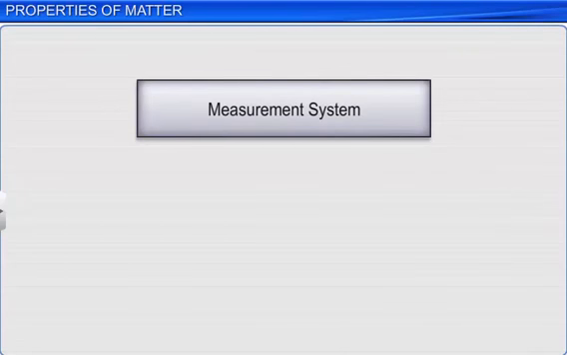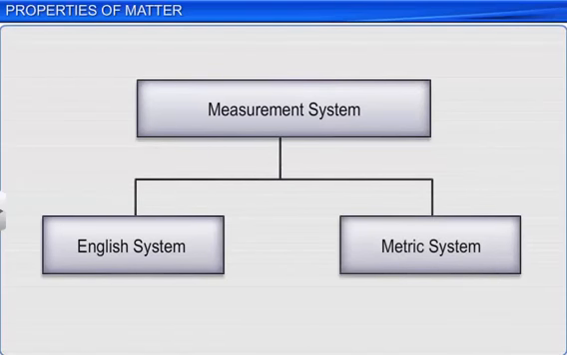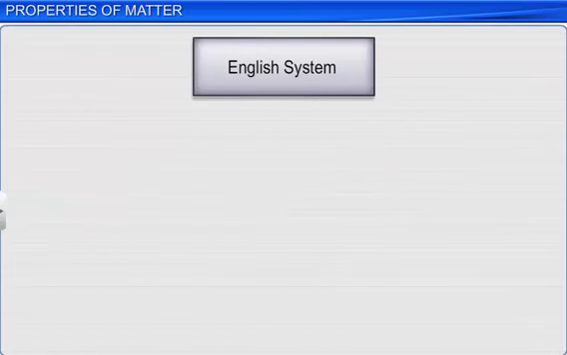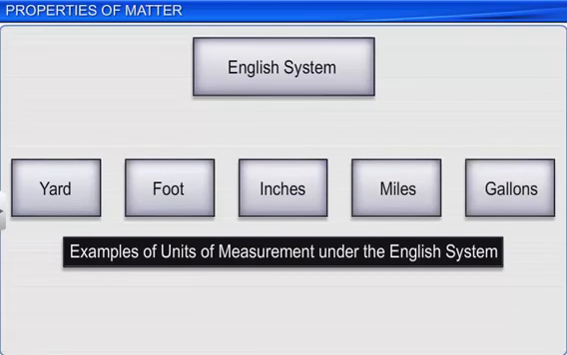The units of measurement are derived from two systems, the English system and the metric system. The English system included units such as yard, foot, inches, miles, and gallons, to name a few. However, there was no uniformity in the conversion of one unit to another.